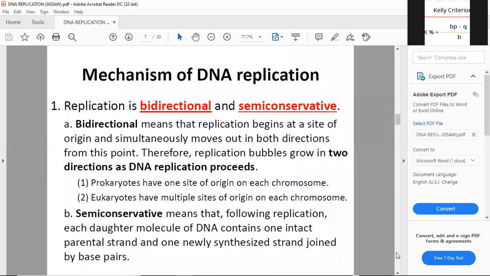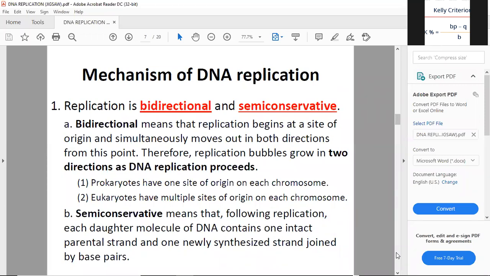So now when we look at the mechanism of DNA replication, the first thing we need to understand is that DNA replication is bidirectional. It means that it takes place in 2 directions as DNA replication proceeds. And it is semi-conservative. Bidirectional means that the replication begins at the site of origin and simultaneously moves out in both directions from that point. Therefore, replication bubbles grow in 2 directions as DNA replication proceeds.